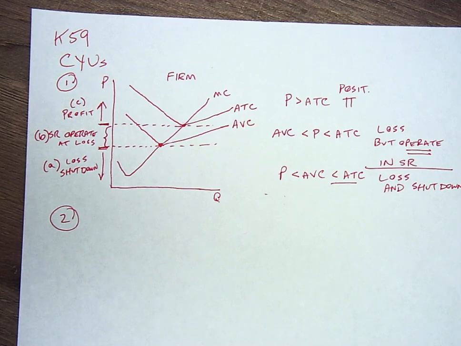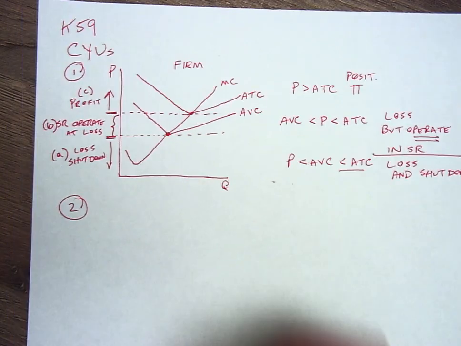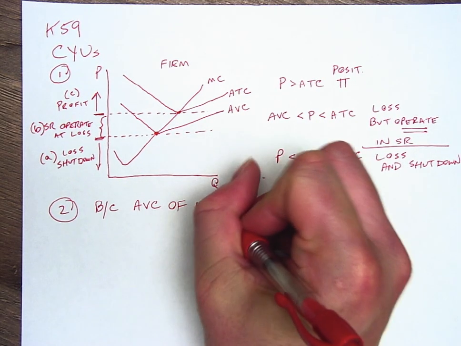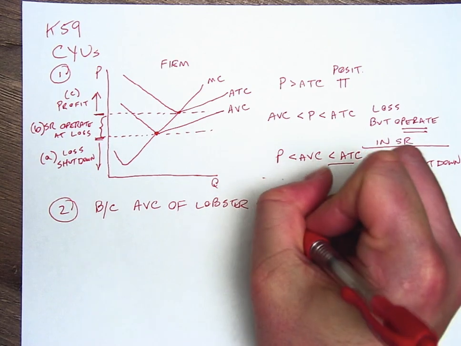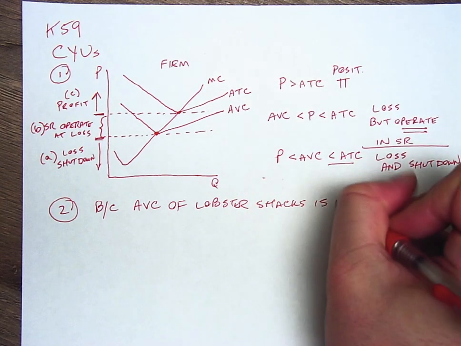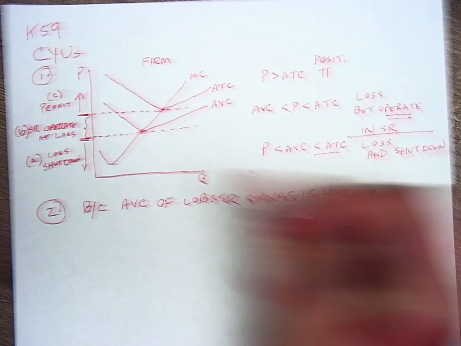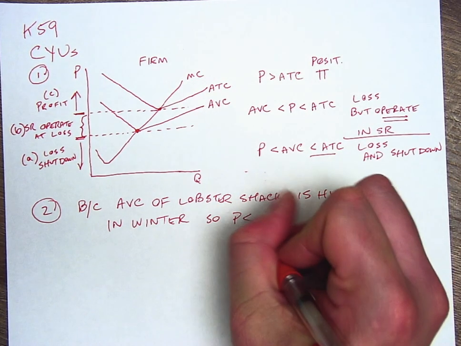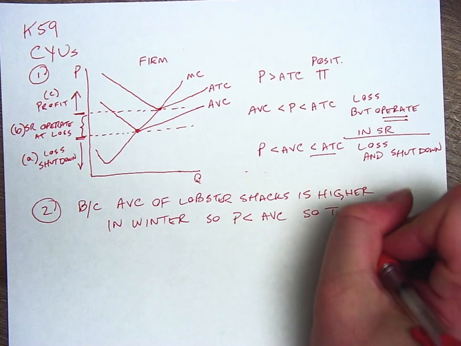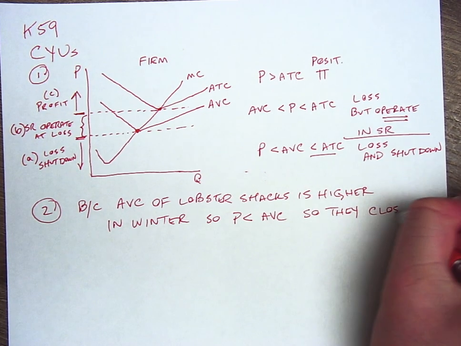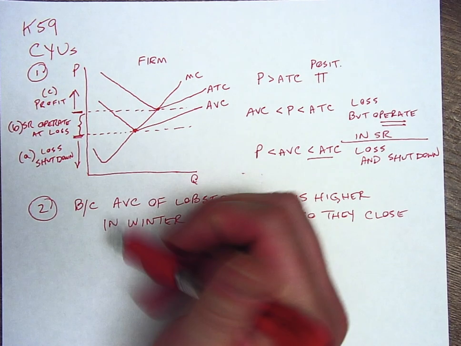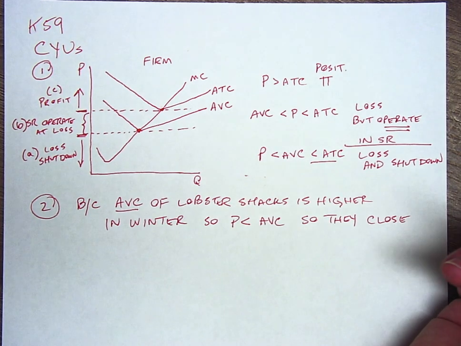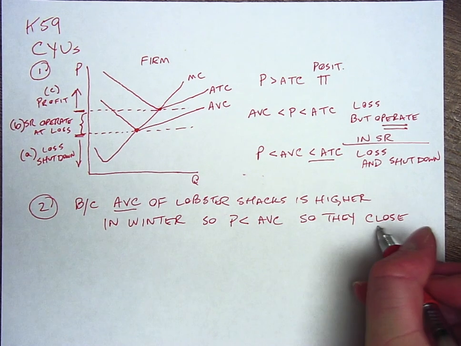And so the reason why those shacks close up is actually because the AVC of lobster shacks is high, well, we'll say higher in the winter. So price is less than AVC, so they close. And that should make sense, right? If the cost of the variable input, the average variable cost of lobster is higher in the winter because they're getting lobster from everywhere else instead of from Maine, then they'll shut down. So they close, they shut down.